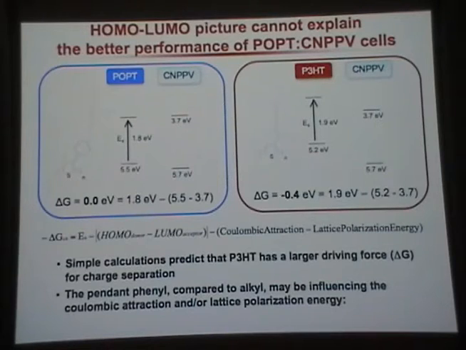And so now when you look at the energetics of that interface, the HOMO-LUMO picture cannot explain the better performance of the POPT CIMOPV cell. So this is the HOMO-LUMO diagram, POPT CIMOPV. And if you calculate just the drop of the LUMO from the POPT to the CIMOPV, actually you get 0. I think these are measured electrochemically, not positive. With the P3HT, on the other hand, you get a drop of 0.4 eV.